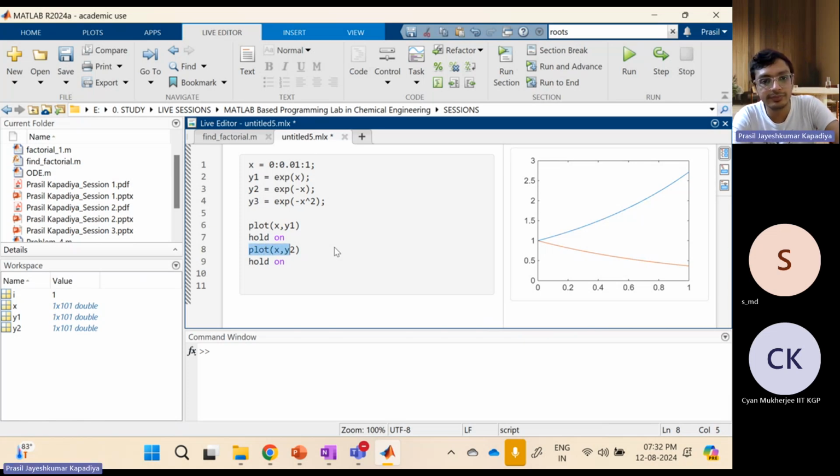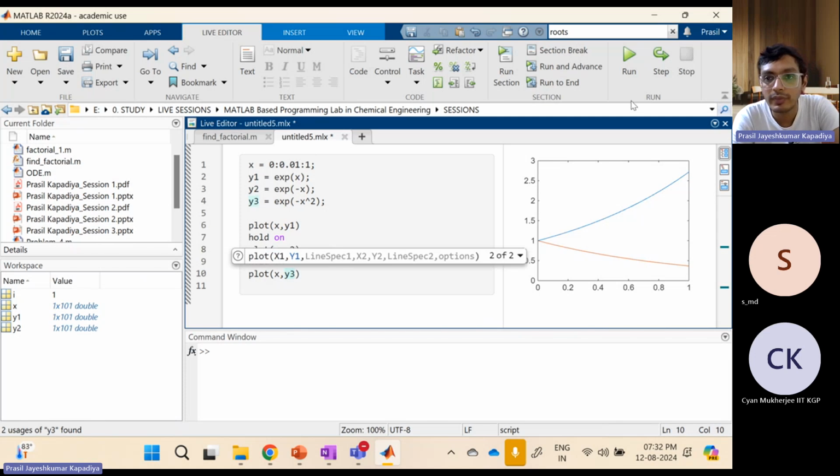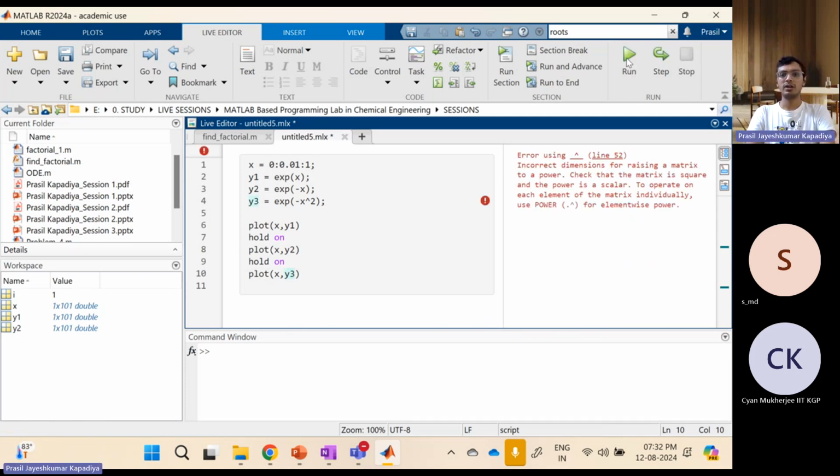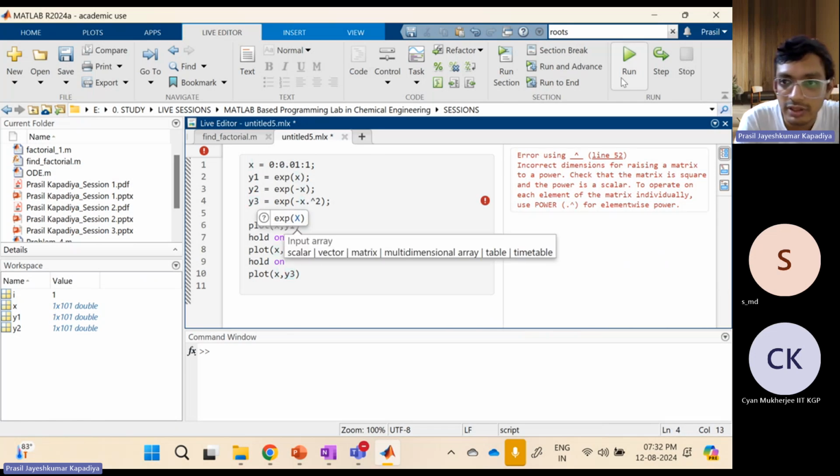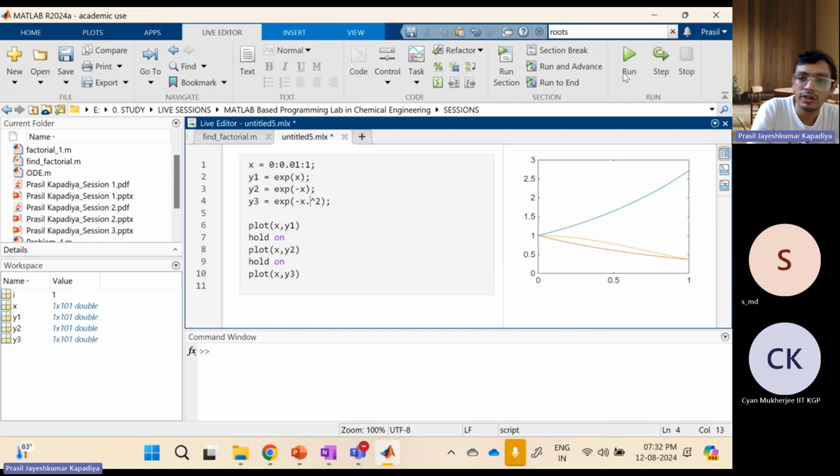We'll copy this. Okay, x is a vector, this part is a matrix, right? It's a vector. So I need to put a dot, because x square would be a scalar operation, but x is a vector. That's why we need to put one dot. So see, this is how it's decaying.